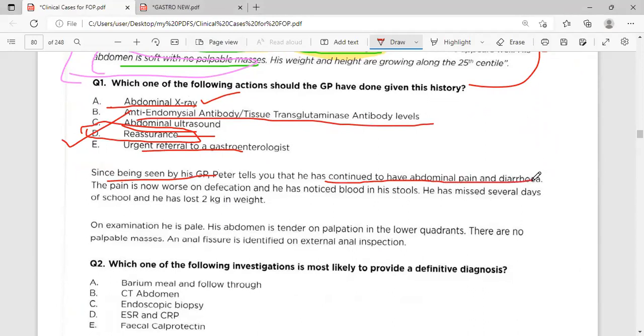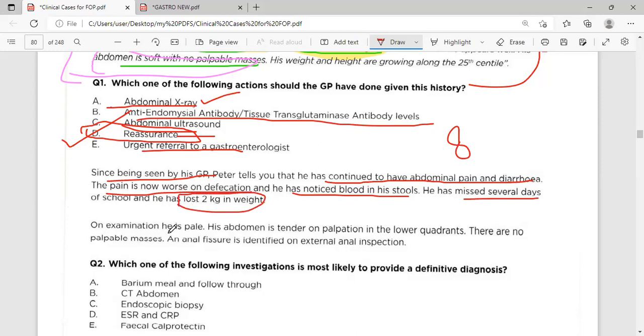Since being seen by his GP, Peter tells you that he has continued to have the abdominal pain. So the GP saw him 8 weeks ago, 2 months ago. Since that time, he is still having abdominal pain and diarrhea. The pain is now worse on defecation. It has changed its course. Before, it was relieved by defecation, now it is worse on defecation. And he has noticed blood in his stool. So there is bloody stool.